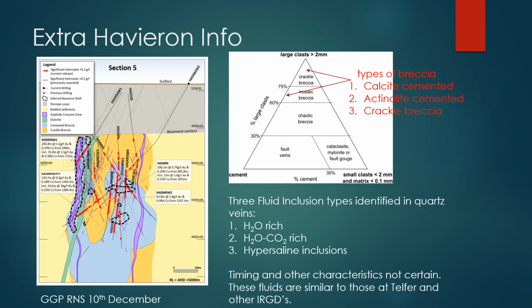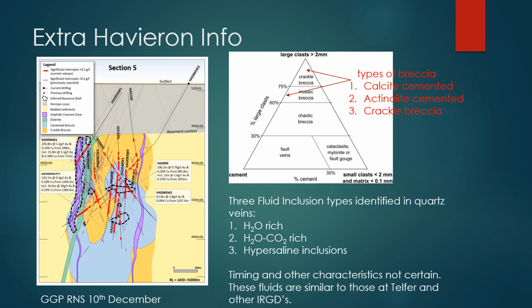And here's just another slide giving some extra Havieron info that's not in previous presentations. Obviously, we've now produced a mineral resource estimate, so we've got some more detailed cross sections where you can see multiple drill intercepts of gold in a cemented breccia, but also the crescent sulfide zone in purple running along the edges of that.